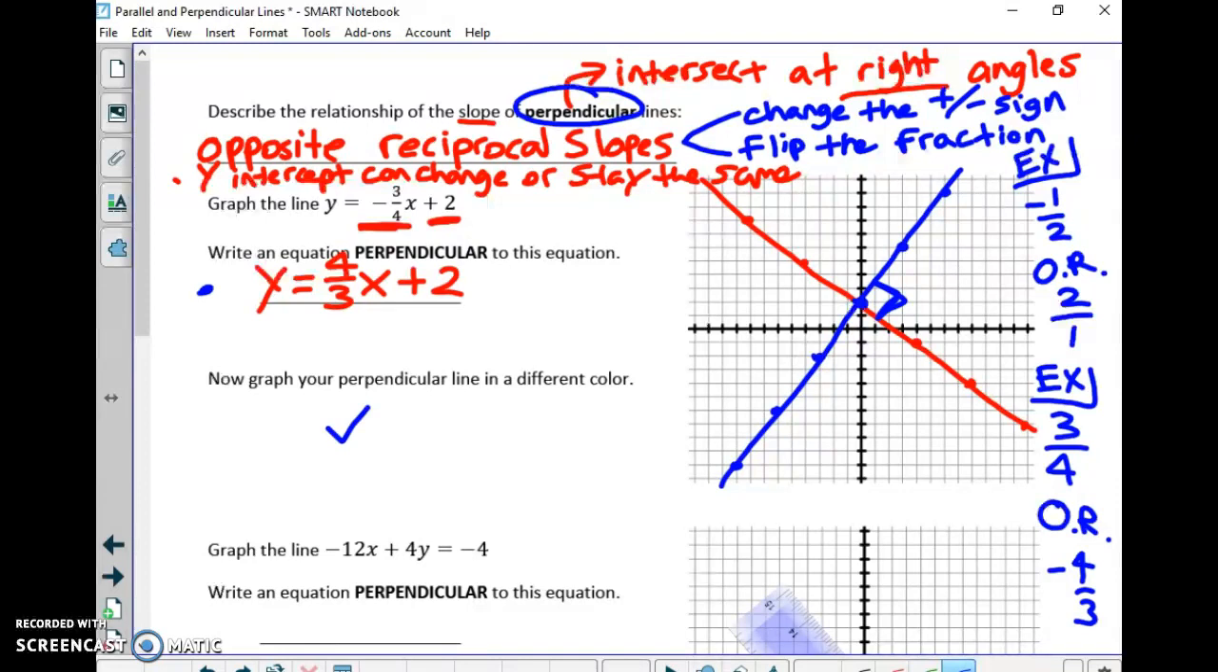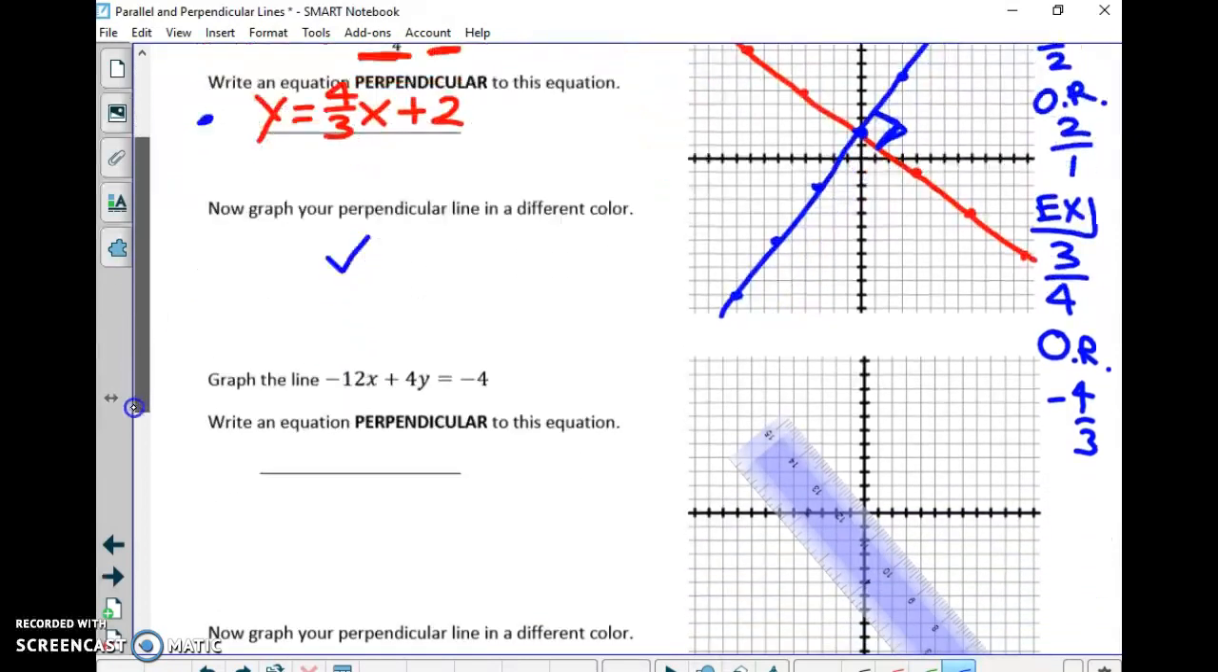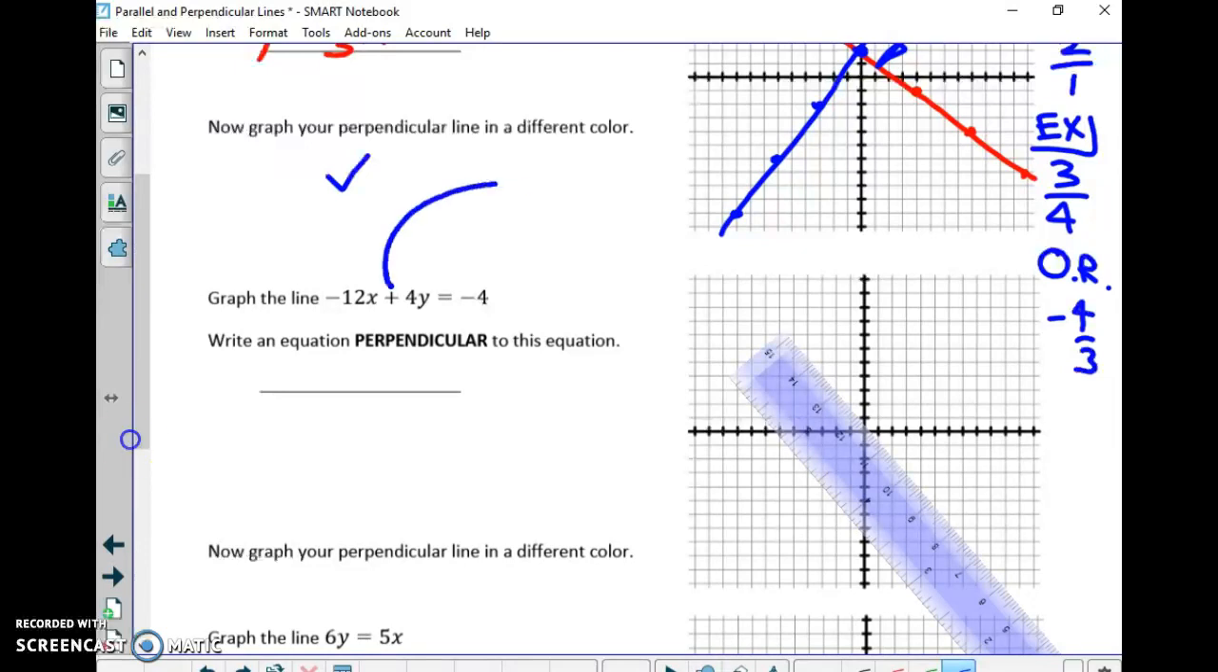Very good. Now, if you look at the next one, kind of like our warm-up, this is not in y equals form. It's not in what we call slope-intercept form. So what we're going to need to do for this is solve it first. The bad part is that it doesn't give us a lot of room to solve this. So let's go ahead and rewrite it up here. Negative 12x plus 4y equals negative 4. I want to have enough room to solve it, so I'm going to rewrite it off to the side. You can solve it wherever you'd like. You could do it down here if you want.